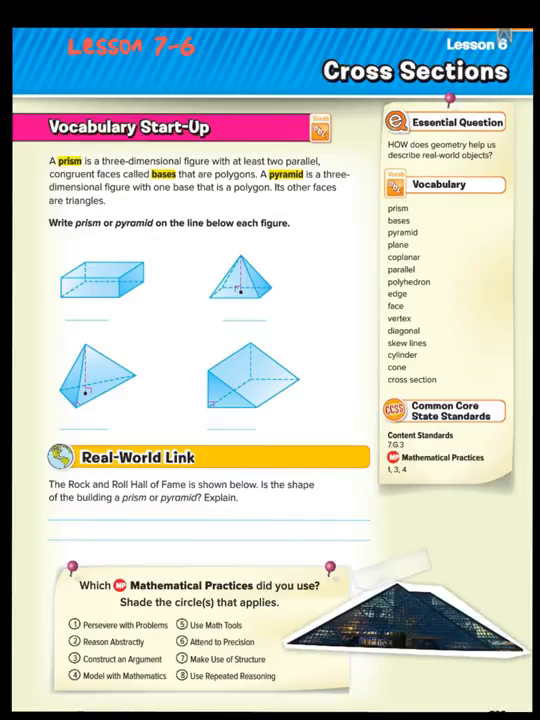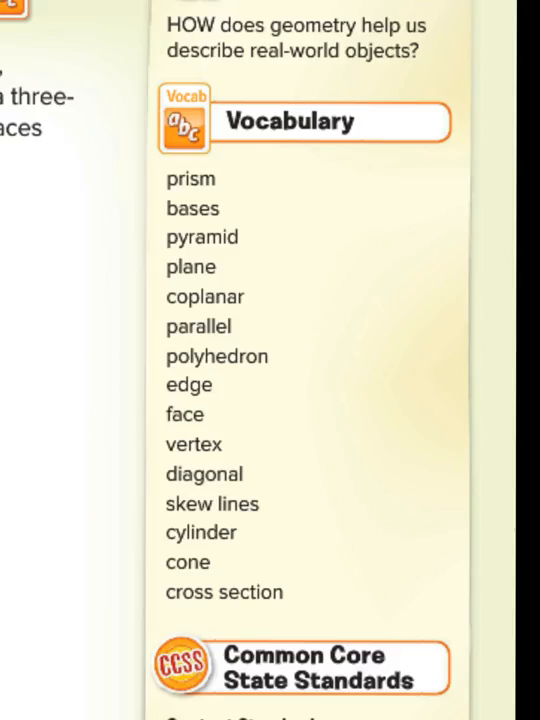Hello everyone, welcome to lesson 7-6, cross sections. We will continue to answer the question, how does geometry help describe real-world objects? And the vocabulary is quite long for this lesson. We're going to learn about prisms, bases, pyramid, plane, coplanar, parallel, polyhedron, edge, face, vertex, diagonal, skew lines, cylinder, cone, and cross-section.